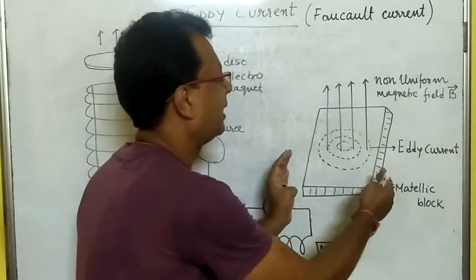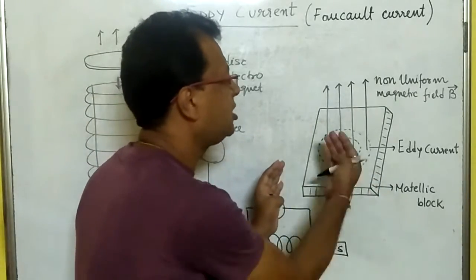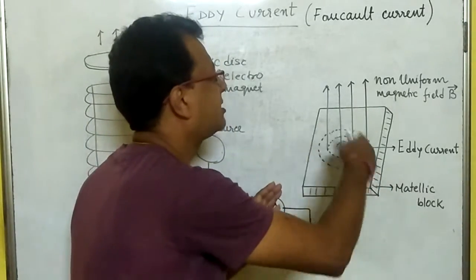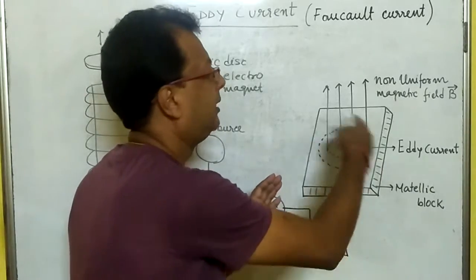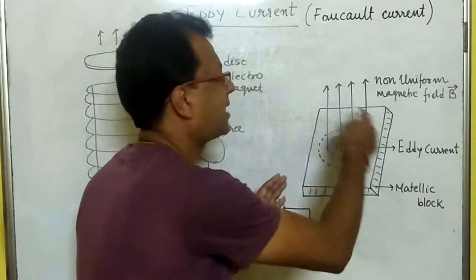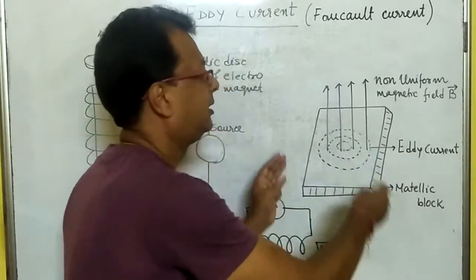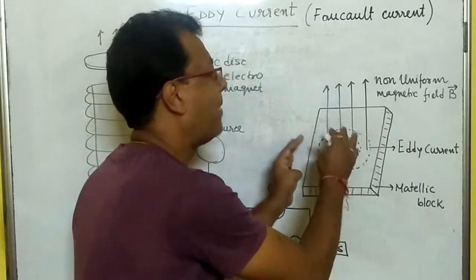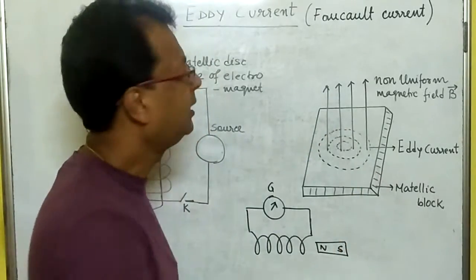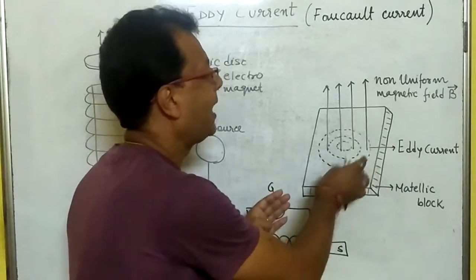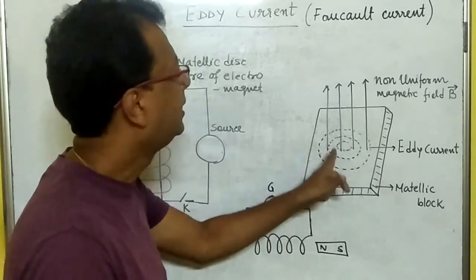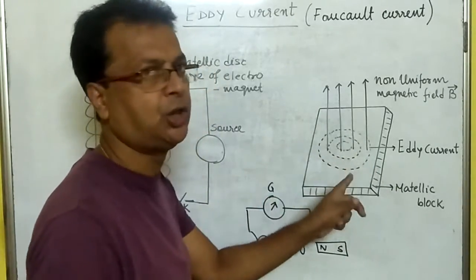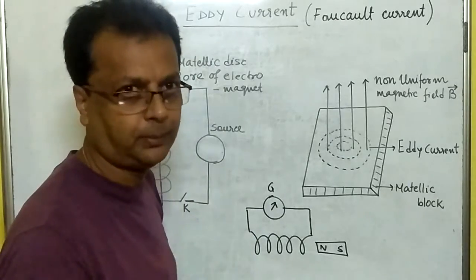Now if you take this metallic block in a changing magnetic field, then current is induced in it. This current is known as the eddy current. The current is induced in the metallic block itself. That is why it is called the eddy current. Now, this current will move in a direction according to Lenz's law.